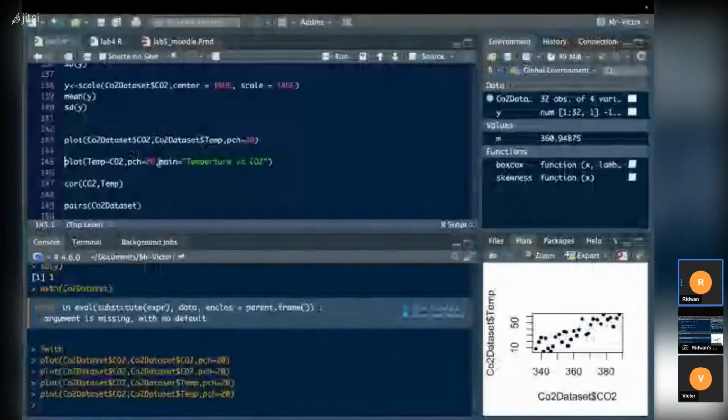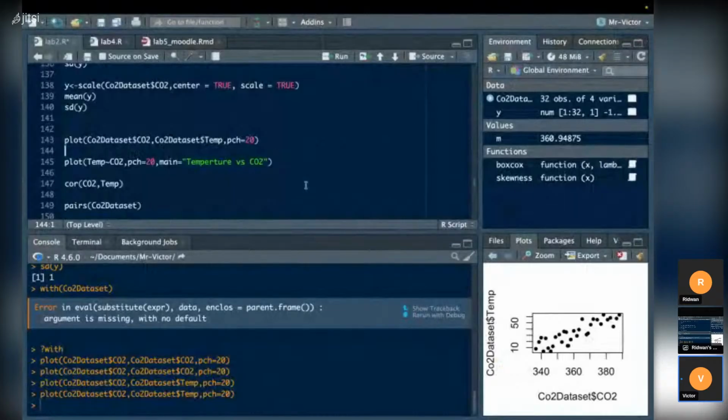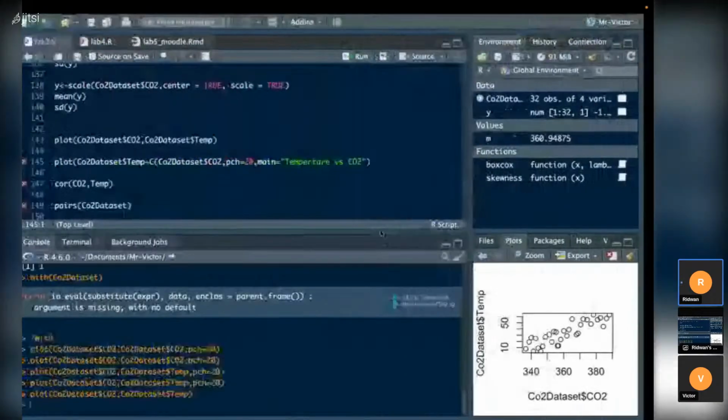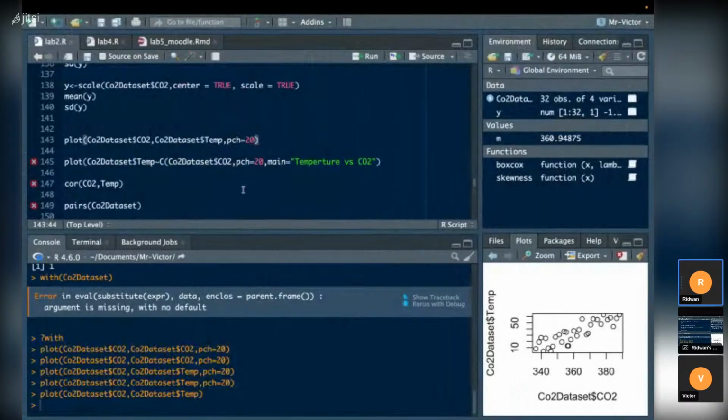So we also have another argument, pch equal to 20. Yes, it's the points, the size of the point. So whether I want it to be bolder or smaller. If you remove that pch, it will still work, it will give you the default. Can you see? It's going to give you something lighter.